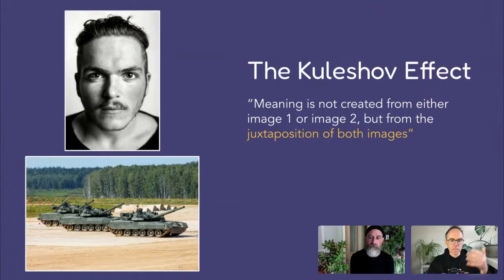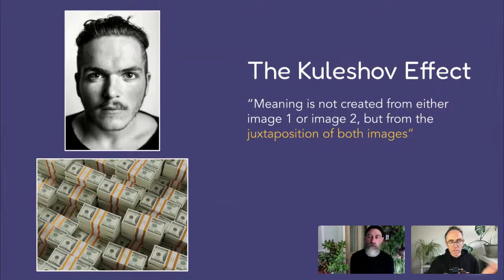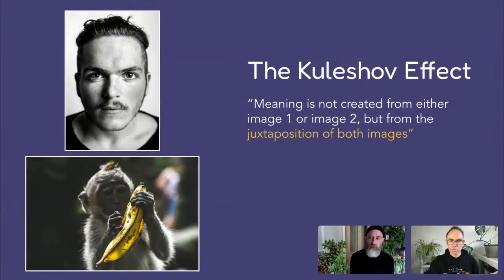In this first one, it's a blank face and some tanks, and out of that I instantly have a thought around what this person is thinking about. You go into the mind of the person there, and you start to think, okay, this is what this person is starting to think about. But if that second image is money, suddenly the meaning inferred through that juxtaposition is very different. And again, if it's a monkey with a banana, it's different again. So it's a very interesting way to produce meaning without having to do any explaining, if you like.